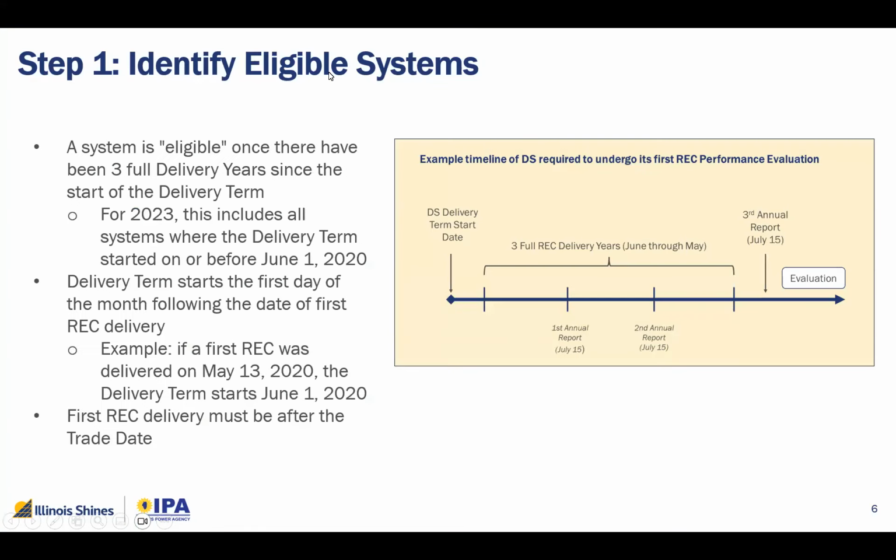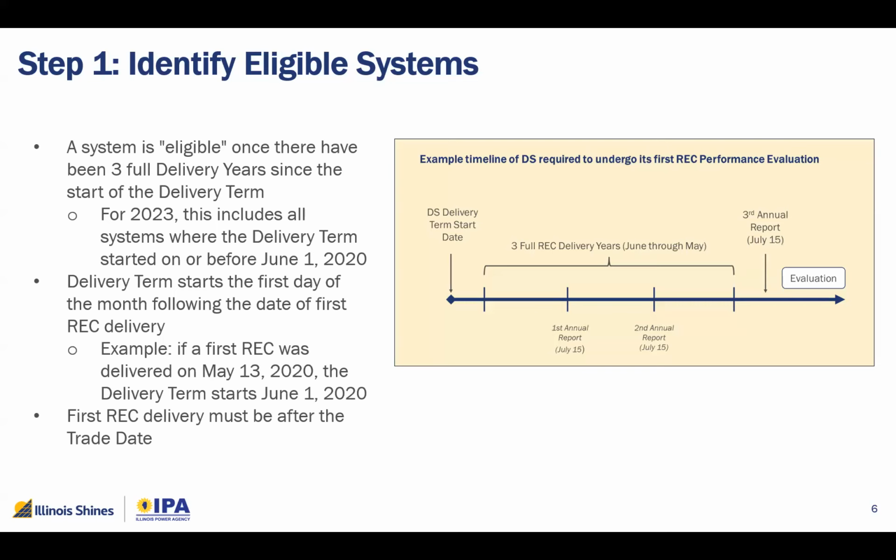Next, we'll move into a calculation walkthrough. The first step is to identify the eligible systems. A system is considered eligible once there have been 3 full delivery years since the start of the delivery term. For 2023, this will include all systems where the delivery term started on or before June 1st, 2020.